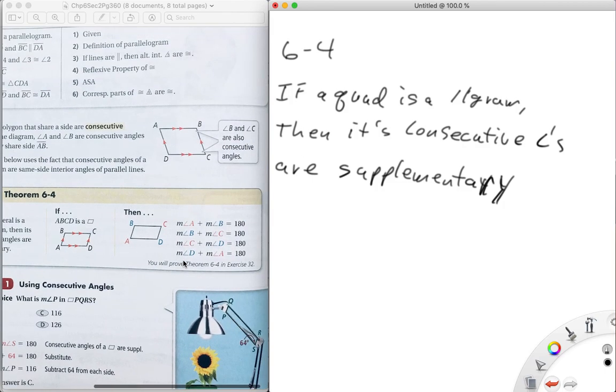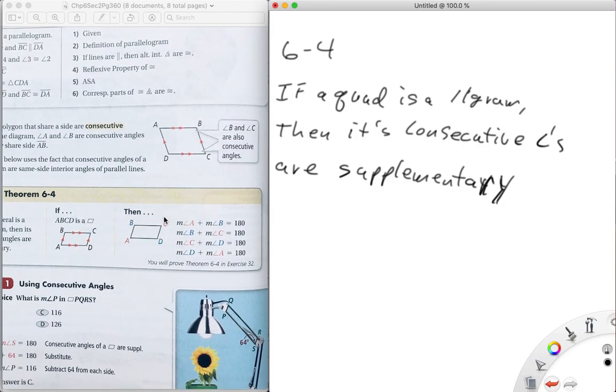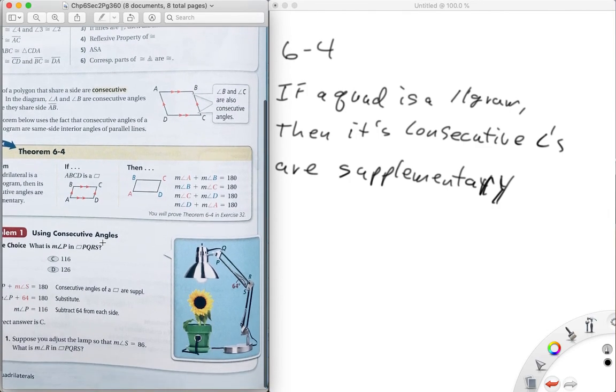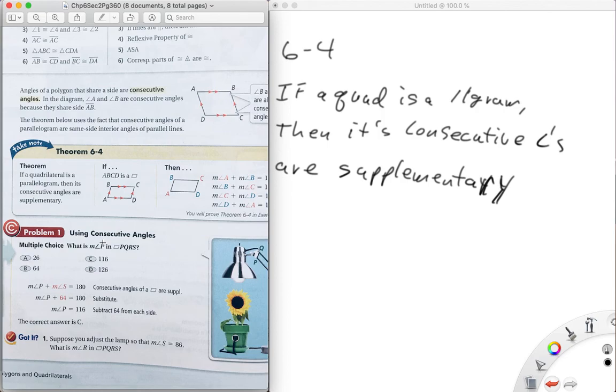Alright. So A and B are supplementary, B and C are supplementary, C and D are supplementary, A and D are supplementary, meaning they add up to 180. And that's because they are consecutive interior angles. Alright.